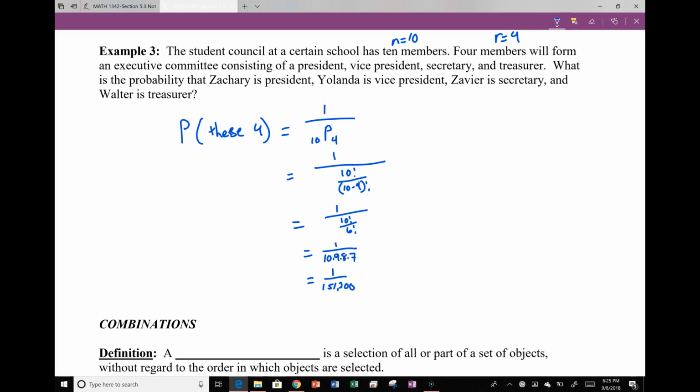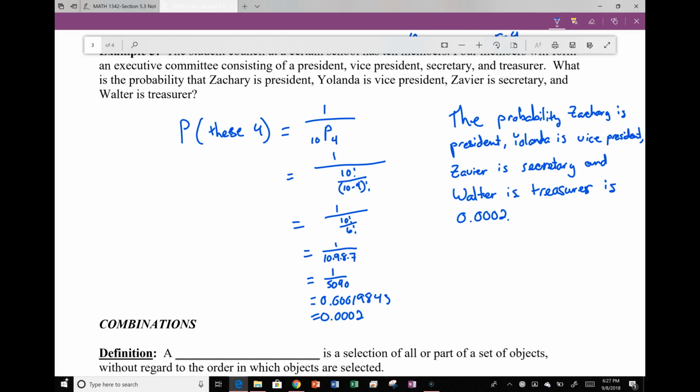1 divided by that value. I apologize, that's too many values there. It should be 5,040. 1 divided by 5,040, it comes out to be 0.000198413. So if I round to the 4th decimal place, that's going to be 0.0002. Very low probability. The probability that Zachary is president, Yolanda is vice president, Xavier is secretary, and Walter is treasurer is 0.0002.